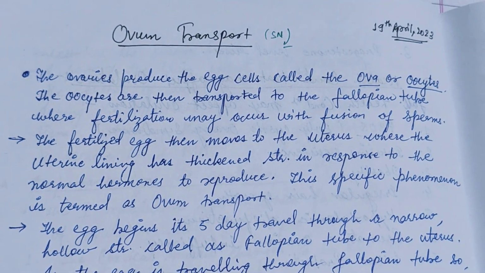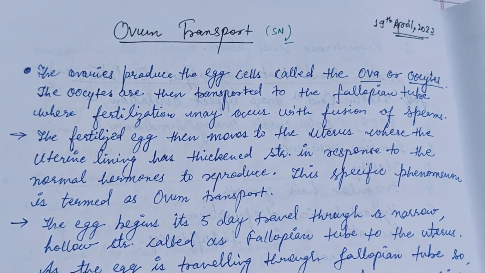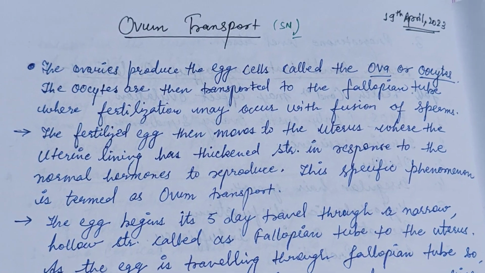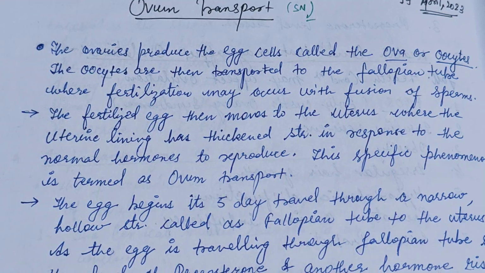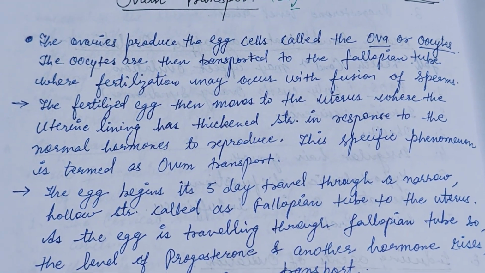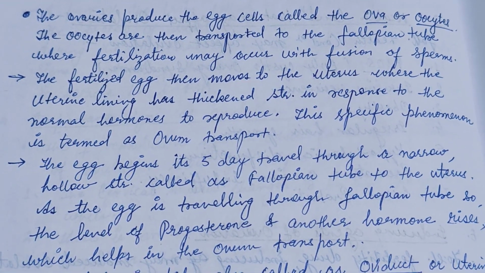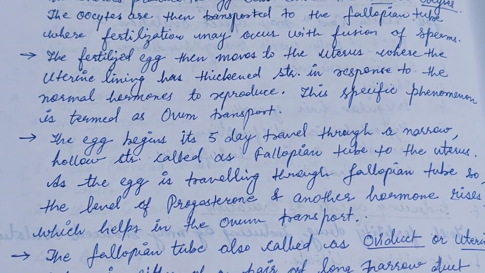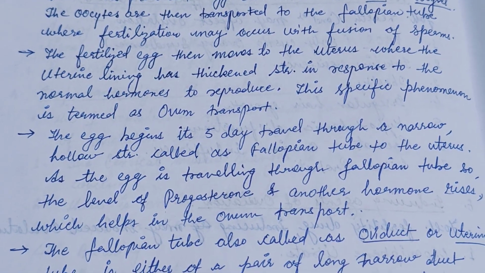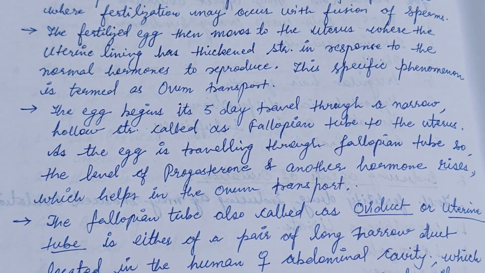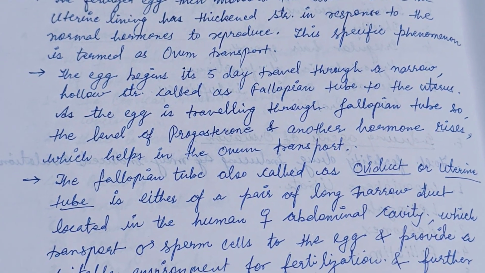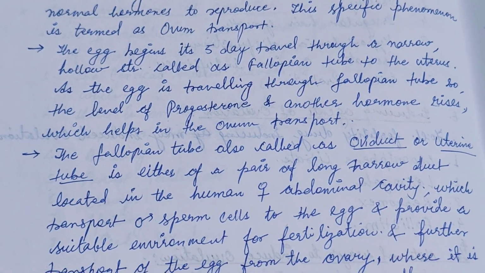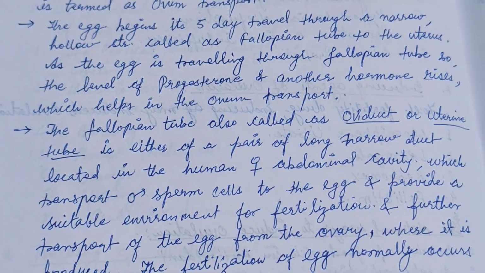Hi everyone. In this video we'll discuss the ovum transport, and in the previous video we have already discussed the ovulation process. So the ovaries produce the egg cells called the ova or the oocytes, and these oocytes are transported to the fallopian tube, and when fertilization may occur with fusion of the sperms, the fertilized egg then moves to the uterus where the uterine lining has thickened in response to the normal hormones to reproduce, and this specific phenomenon is termed as the ovum transport.